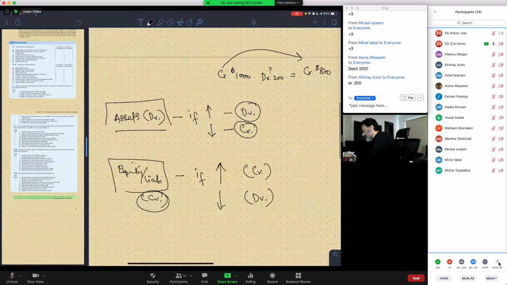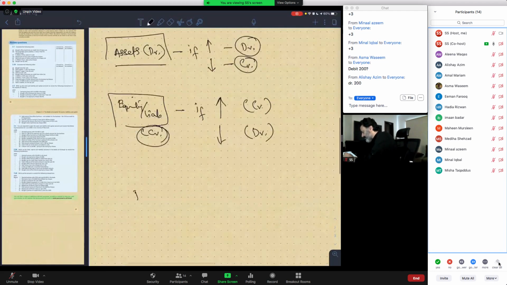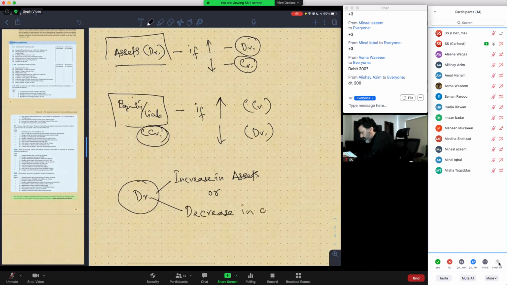So basically, what do we mean by a debit? Debit either means increase in the assets, or it means decrease in obligations. Do you agree with the understanding of the term debit here? Right? Debit simply means left, but what does it mean to be on the left side of the equation? That means if an asset goes up, it will be debited, or if an obligation comes down, it will be debited, right?